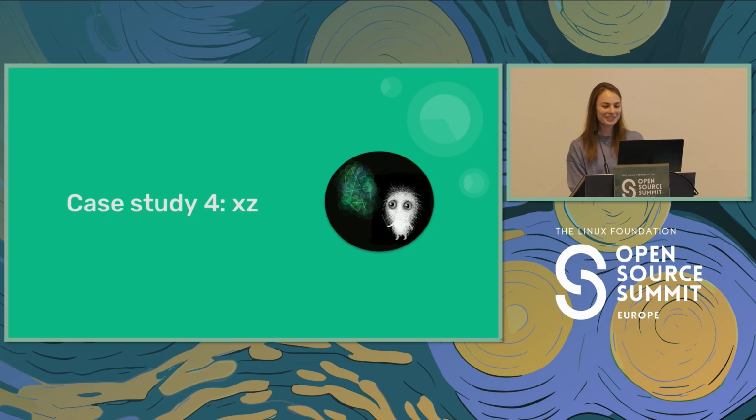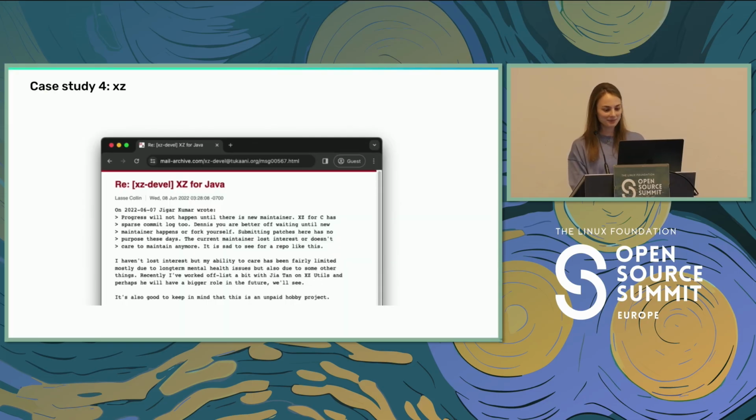Okay, on to our final case study, XZ. XZ is a data compression utility that's fundamental to nearly every Linux distribution. Last year, the XZ compression library was compromised by a state-sponsored actor that had been working for years to take over maintainership and establish trust, even using sock puppets to pressure the existing maintainer into giving them more responsibility.